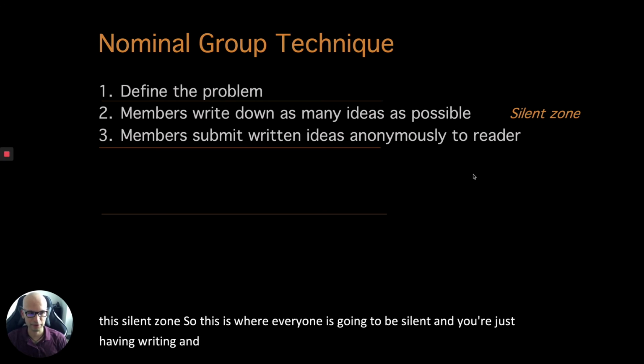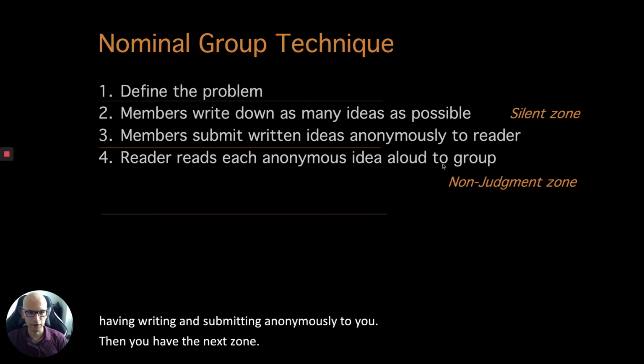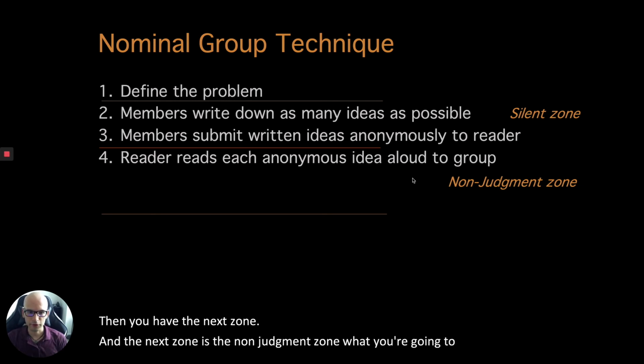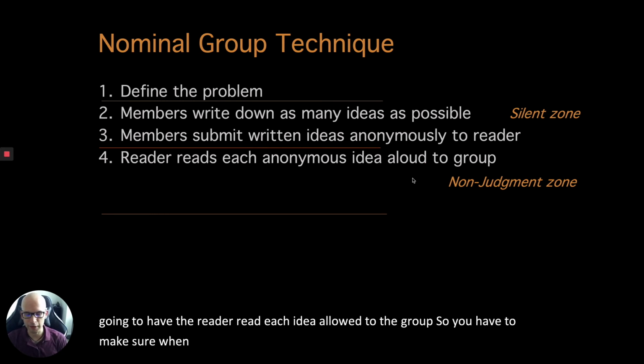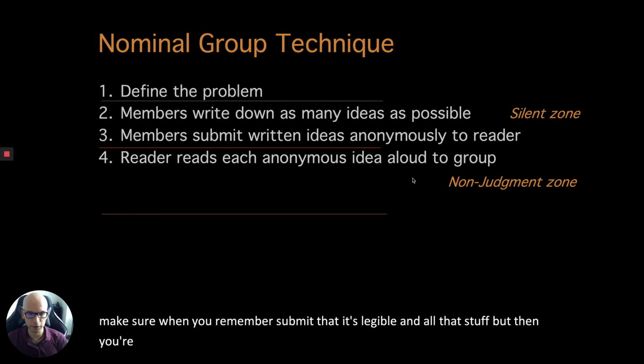Then you have the next zone. And the next zone is the non-judgment zone. What you're going to do is have the reader read each idea aloud to the group. So you have to make sure when your members submit that it's legible, but then you're going to have somebody go through the submitted papers and read each idea out loud.